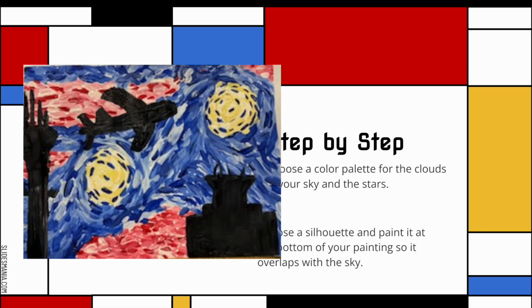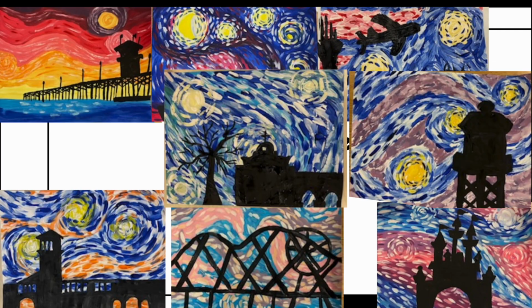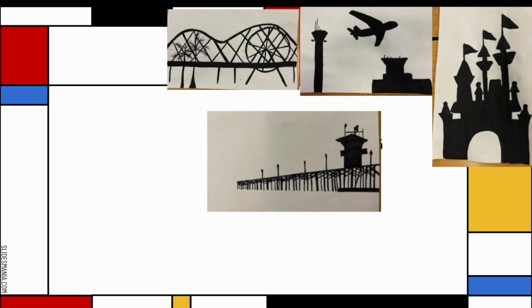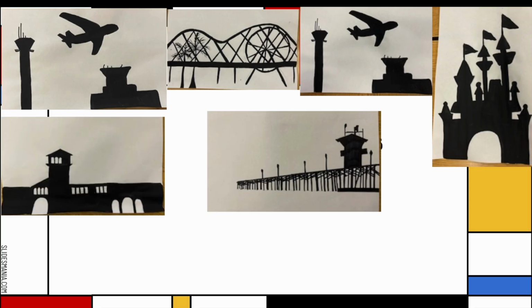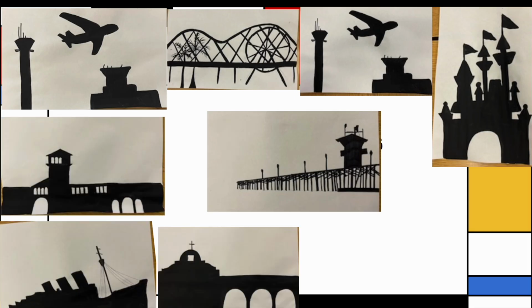Then, when we return, you'll choose a silhouette from a local area to add to the front of your picture. These are examples of what your final piece can look like. Once we return, you'll be able to choose any of the silhouettes from the local area to add to your work. The background will be inspired by Vincent van Gogh, while the front will show a silhouette that is recognizable and local to our area.